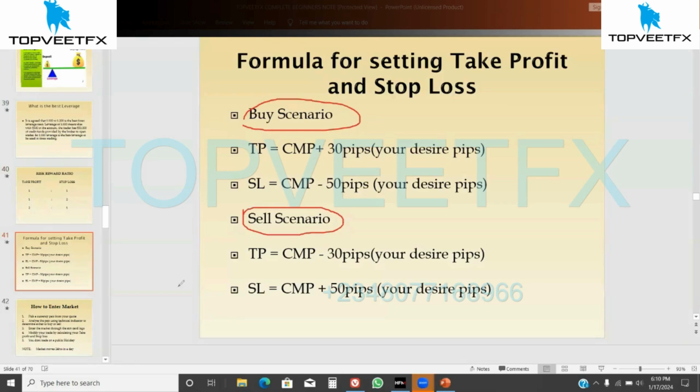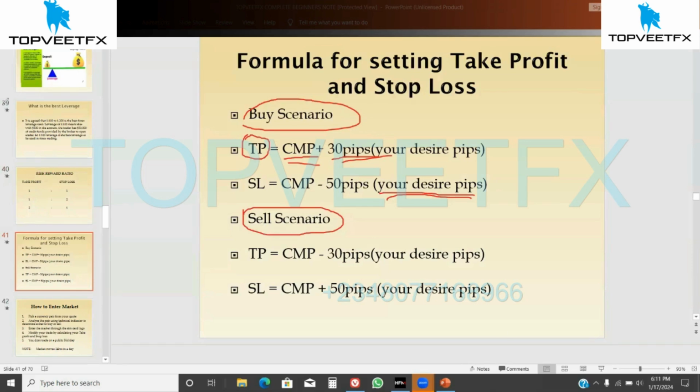Now, to calculate for the buy scenario, your TP, which is the take profit, is equal to CMP, current market price, plus any desired pips. But in this case, we are using the example of 30 pips. Then your stop loss is going to be CMP minus your desired pips, either 50 pips or you can desire to use less than 50 pips.